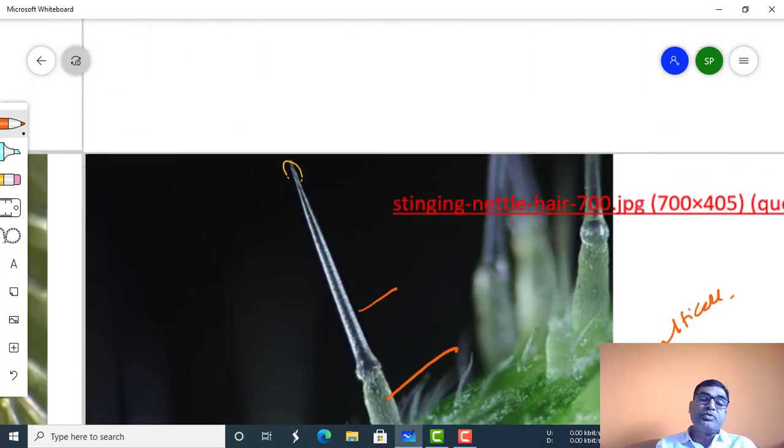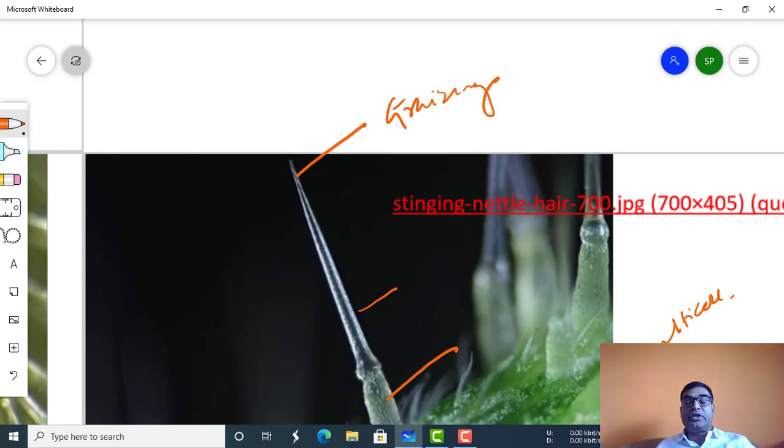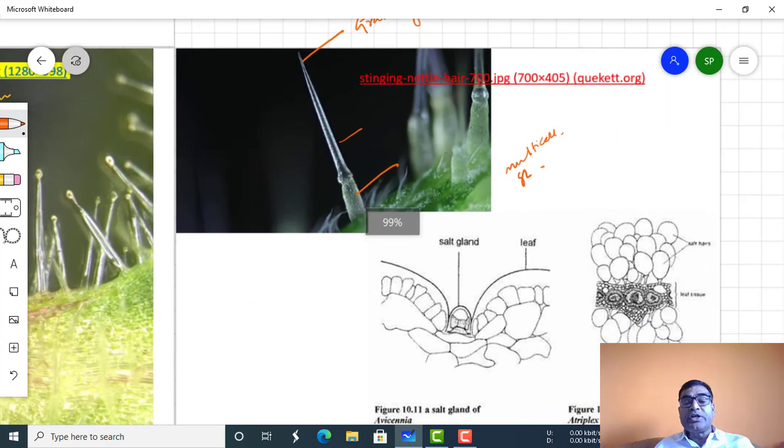At the tip of this hair, such a type of gland is present in the stinging hair. When any object comes in contact with this gland, it falls off and the sharp edge of this hair penetrates the skin of the object. It may usually be a grazing animal. Okay, and it causes irritation. So this is an adaptation present in a plant. So this is a stinging hair.